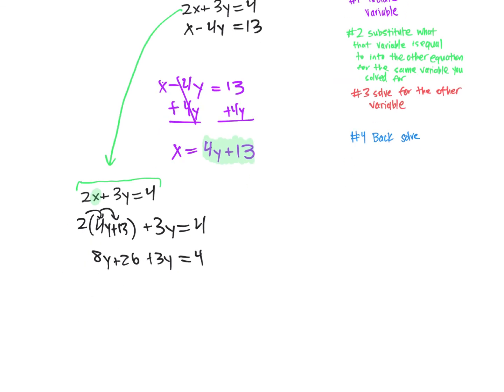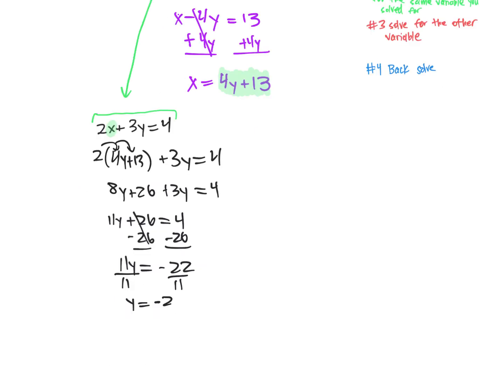Let's simplify where we can. So I can do 8y plus 3y. It's 11y. So I got 11y plus 26 is equal to 4. Okay. So at this point, I can kind of just solve this as a two-step equation. So I'm going to subtract 26 from both sides. I end up getting 11y is equal to negative 22. Then I divide both sides by 11, and I find that y is equal to negative 2. So solving all of that gives us one of our variables.